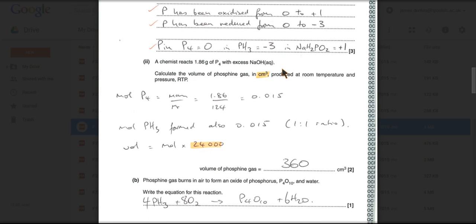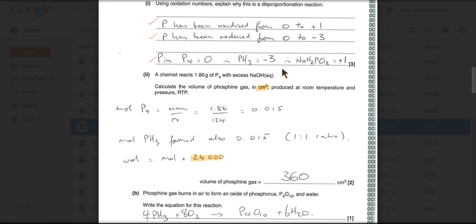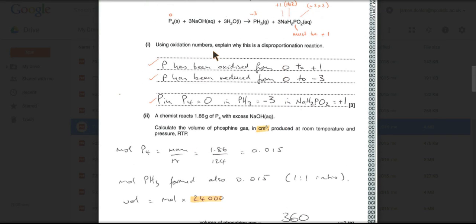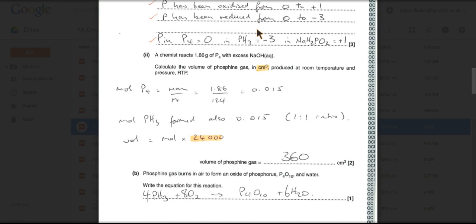Calculation starts now. We've got a mass of P4, and we need to find the volume of phosphine gas in centimetres cubed, not decimeters cubed, produced at RTP. So if I just go back up to the equation, we're going to calculate the moles of P4 because we know its mass and its Mr. So you can see there, moles of P4 is 0.015. The mole ratio to PH3 is 1:1, so we're going to get the same number of moles of PH3. And then we turn that into a volume because that's a gas. We multiply the moles by 24,000 and we get 360.